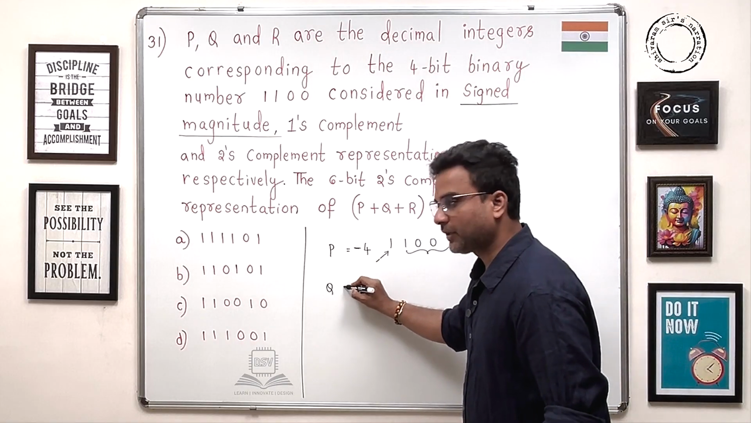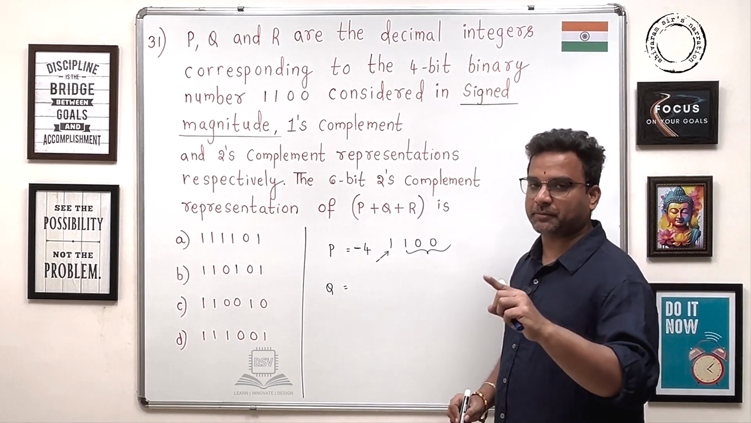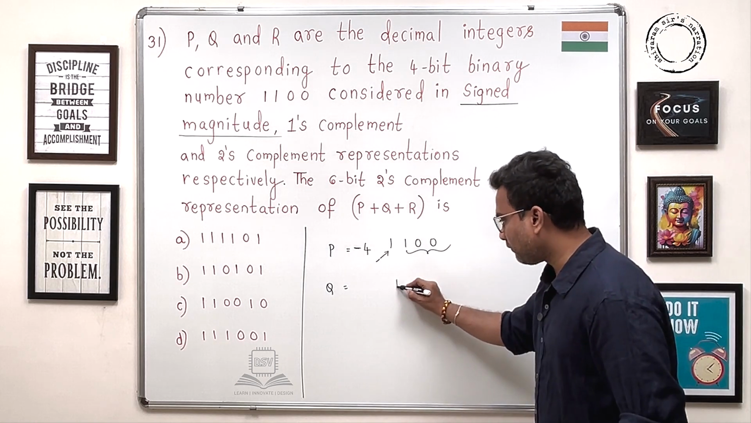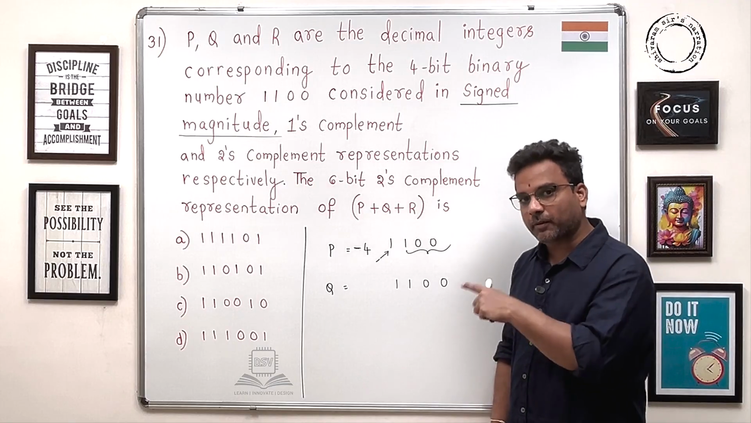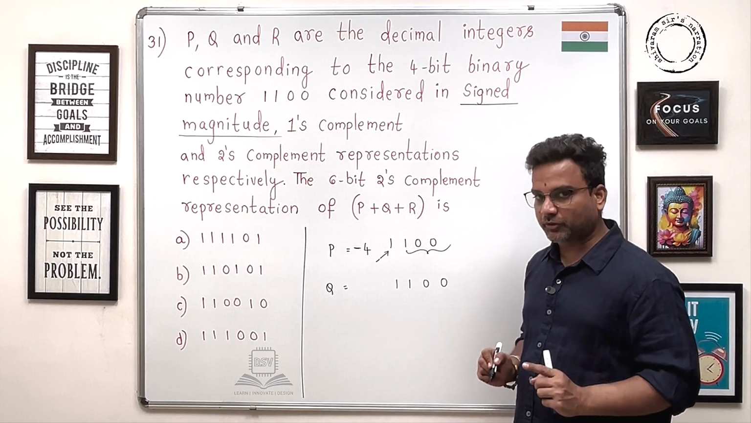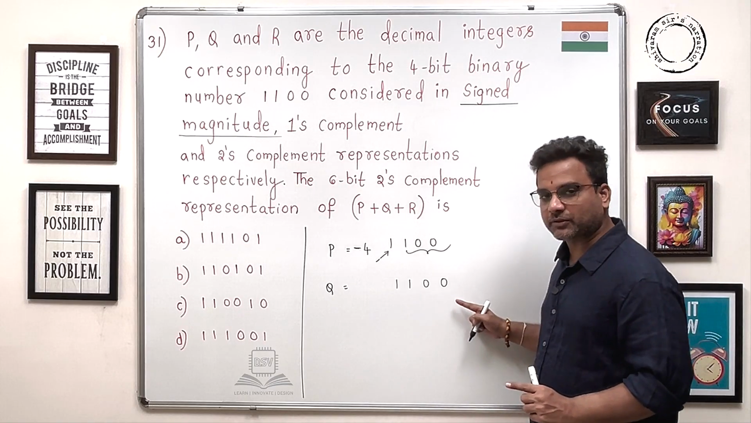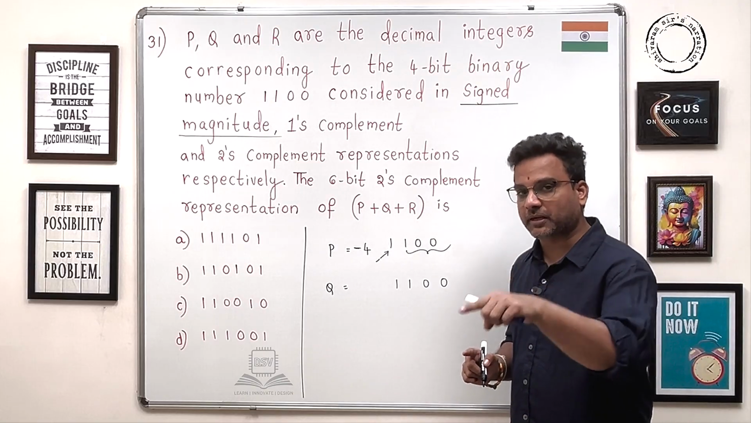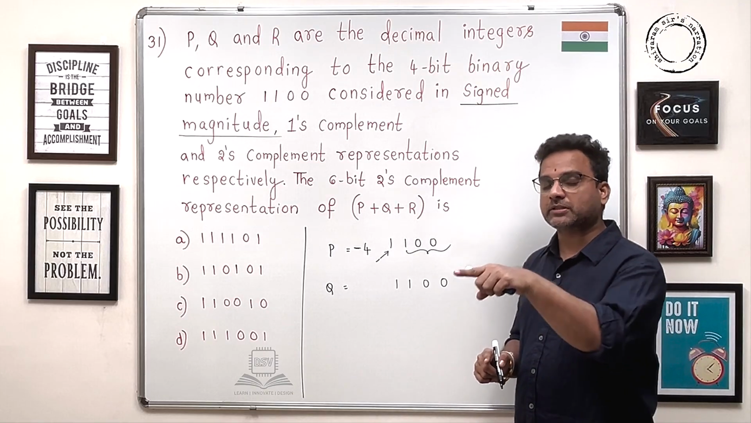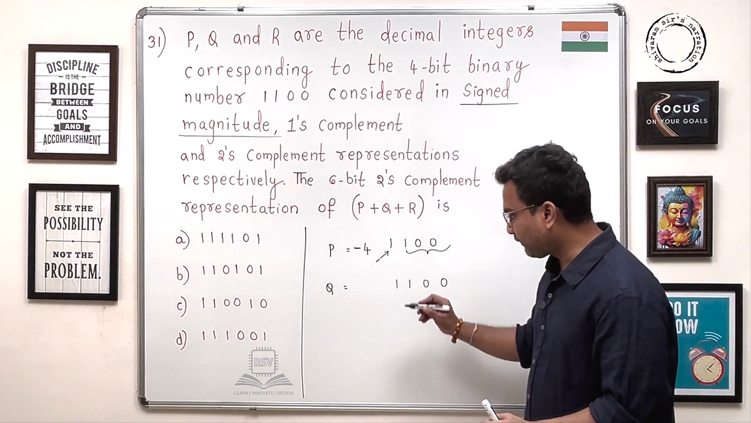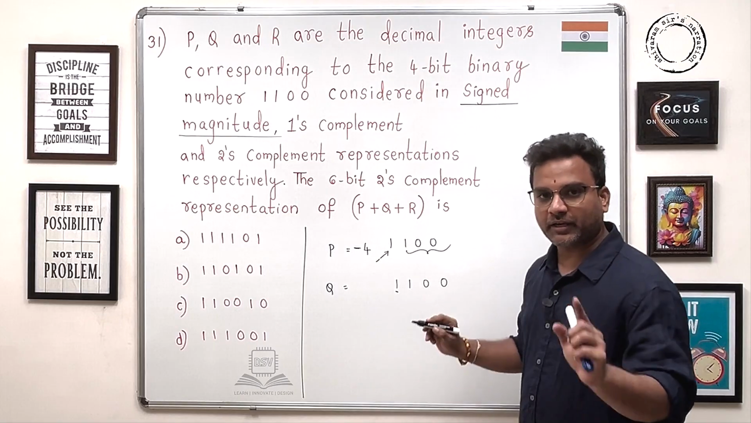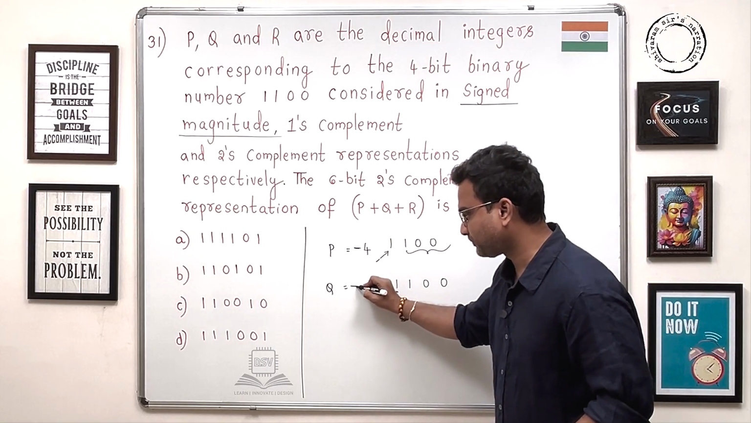Now you take Q. What is Q? It is in 1's complement representation. You take 1100 only. This is your 1's complement representation. Now you do one thing. This is 1100. Calculate the decimal value as per the 1's complement representation. Usually the procedure is, if the MSB is 1, it's a negative number.